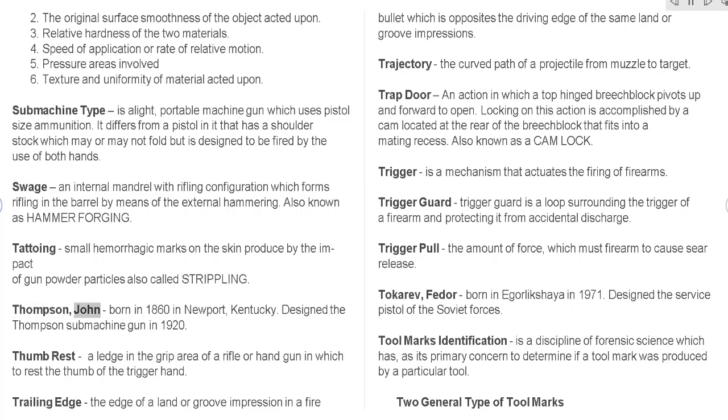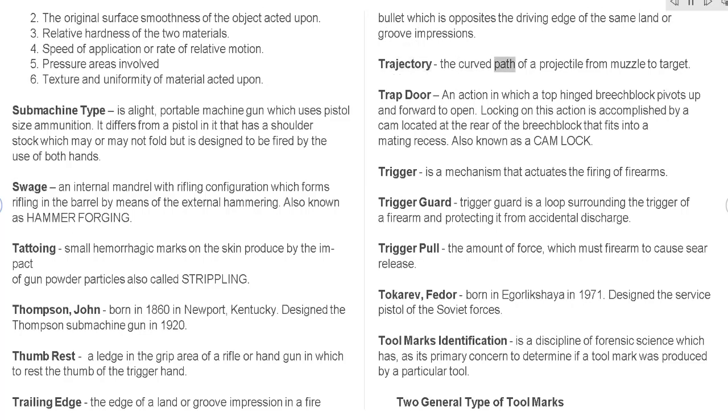Thompson, John, born in 1860 in Newport, Kentucky, designed the Thompson submachine gun in 1920. Thumb rest: a ledge in the grip area of a rifle or handgun on which to rest the thumb of the trigger hand. Trailing edge: the edge of a land or groove impression in a fired bullet which is opposite the driving edge of the same land or groove impression.